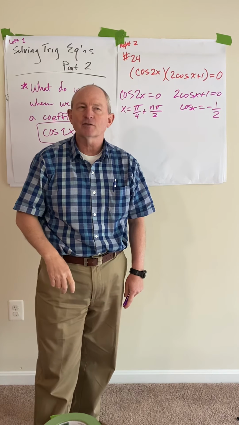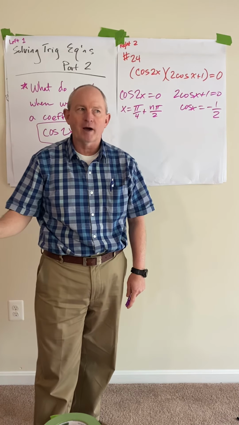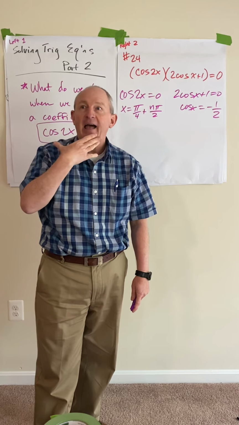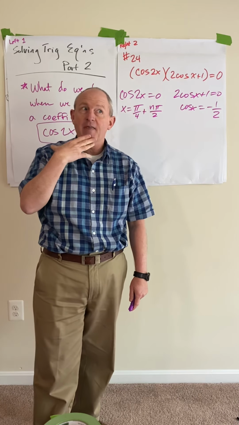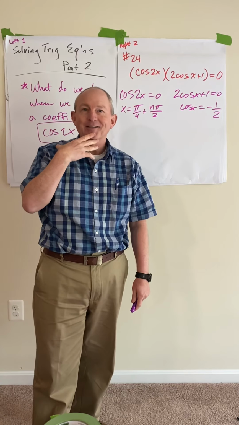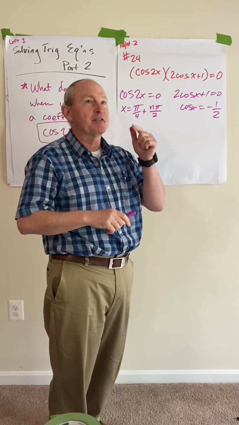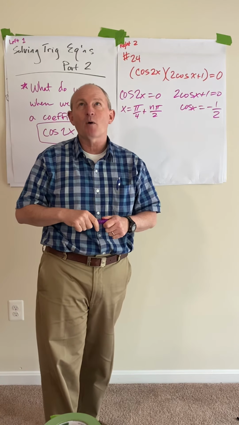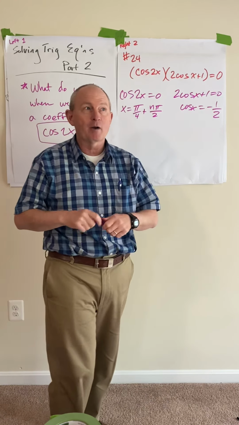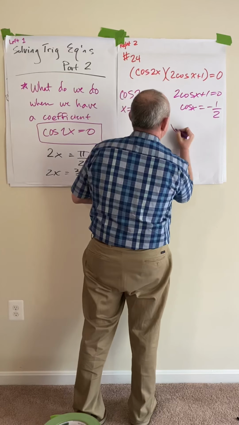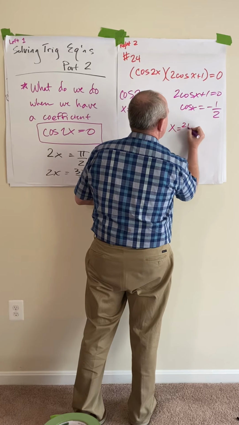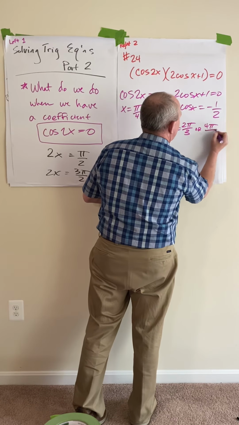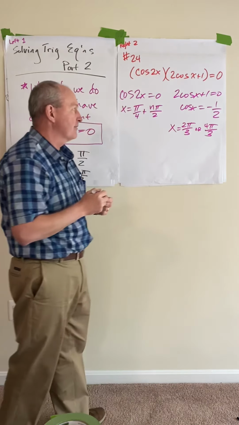Cosine is negative, first of all, in the second or third quadrant. That's where cosine is negative. And cosine is 1/2 at the reference angle, which is pi over 3. So it's going to be the second and third quadrant for pi over 3. The second quadrant would be 2 pi over 3, and the third quadrant would be 4 pi over 3. So your answers would be x equals 2 pi over 3 or 4 pi over 3. That's where cosine is negative 1/2.